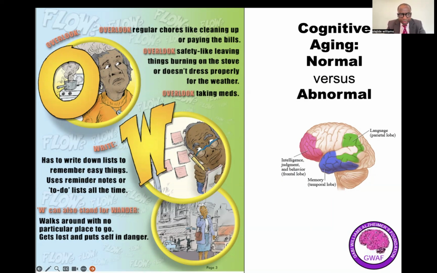W can stand for write, or W can also stand for wander. Sometimes patients with Alzheimer's disease have to write things down, write down lists, and use reminder notes because of fear of forgetting them. Sometimes individuals with Alzheimer's disease can wander off with no particular place to go, and then they will get lost and put themselves in danger, which is not an uncommon sign of Alzheimer's disease.